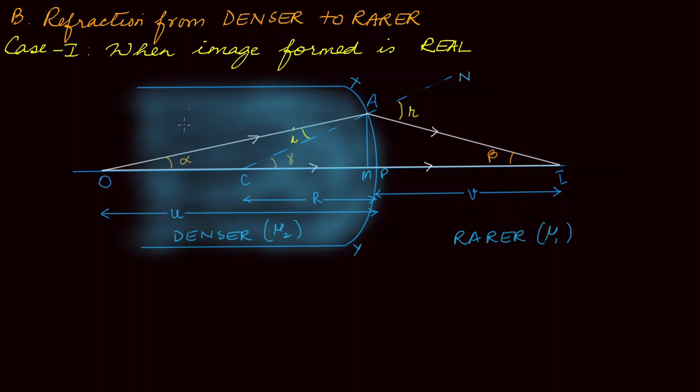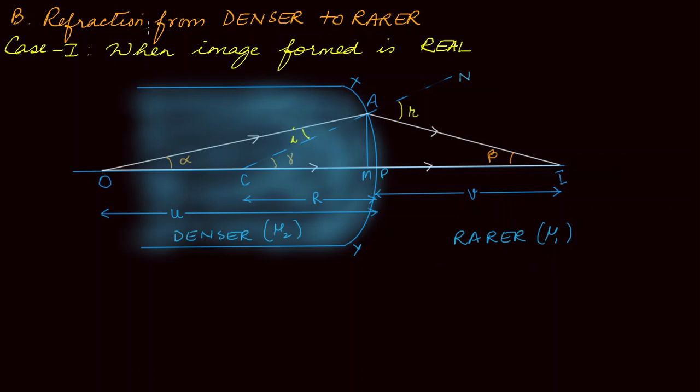It is a denser medium having refractive index mu2. So it is placed in a rarer medium where the refractive index is mu1. Always the denser medium has refractive index mu2 and the rarer medium has refractive index mu1. That you have to remember. Then the object is placed in the denser medium.